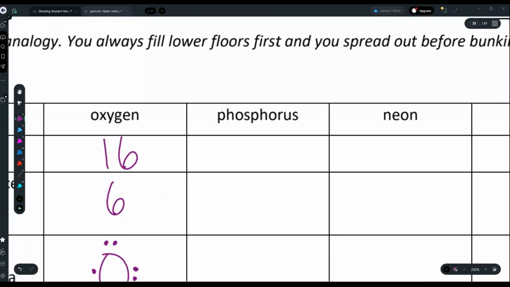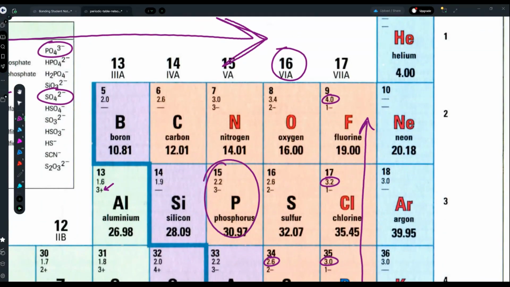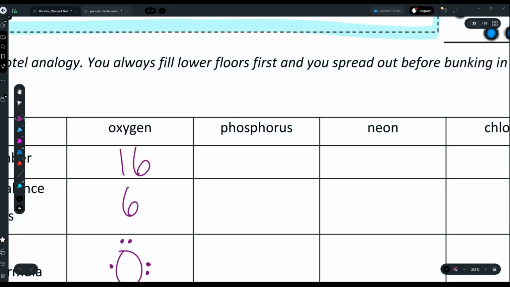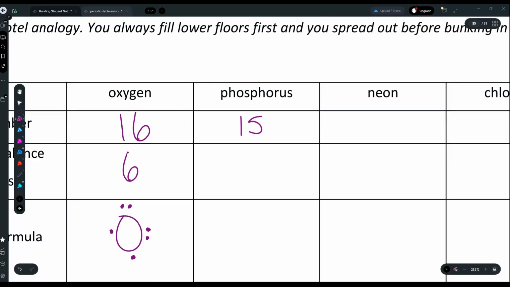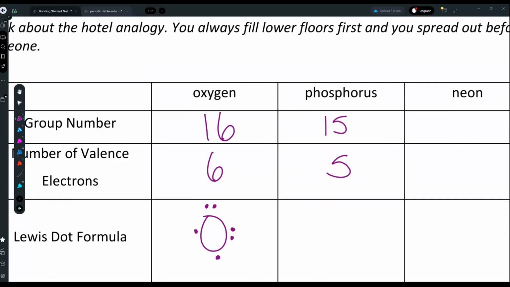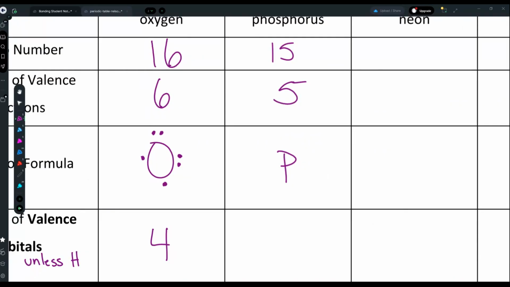All right, phosphorus. So let's find phosphorus. Symbol for phosphorus is P, and it is in group 15. Let's clean this up a little bit here. So, group 15, the last digit of the group number is going to be how many valence electrons you have. So it has 5 valence electrons. For our Lewis dot formula, I'm going to start off with the symbol for phosphorus, and then I'm going to start at the top and then go clockwise. So 1, 2, 3, 4, 5.